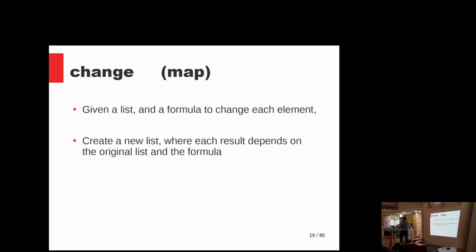So again, given a list and a formula of how you change each individual element, you are able to create a new list that depends on the original list and the formula that you want to transform each element to. Again, you can already do this in pandas. You can already do this using list comprehension in Python. So again, I'm just highlighting these concepts to you. These concepts should be easy, but I want to highlight the next concept later, but let me do a summary.